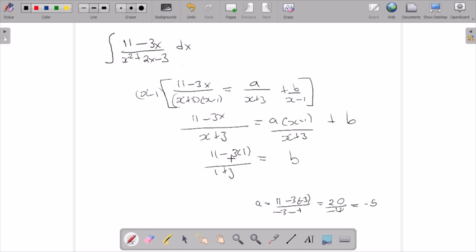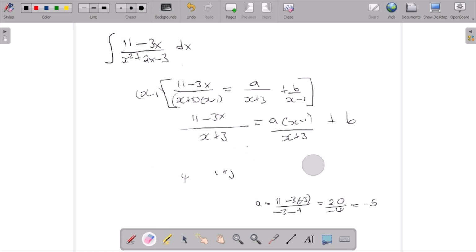So this is 11 minus 3, which is 8. Now 1 plus 3, which is 4. 8 over 4 is 2. So we have that a is equal to minus 5 and b is equal to 2.